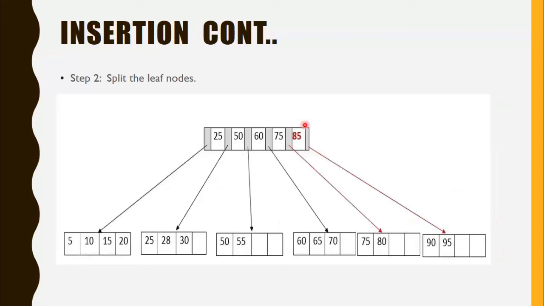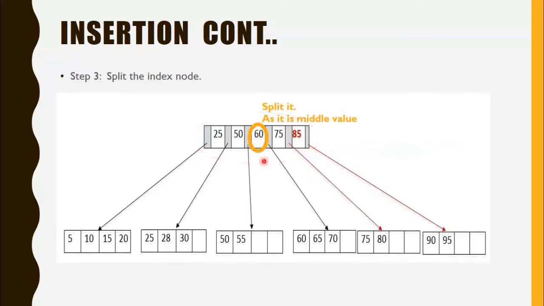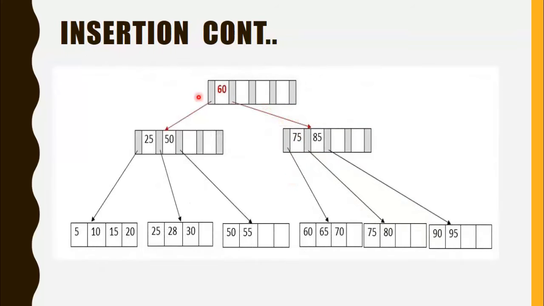Here this index node contains 5 elements, which violates the rule, and it is the overflow condition. So we have to split this node into two parts, and as 60 is the middle element, it will be split from there. 25 and 50 will be the left subtree of 60, and 75 and 85 will be the right subtree of 60. This is the B plus tree. So this is all about insertion in the B plus tree.